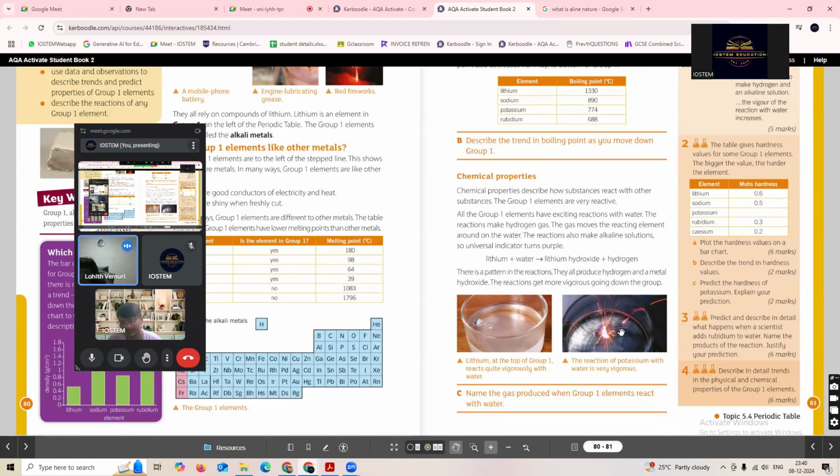Yeah. I have a question. Are the elements of group 1 the only alkalis in the periodic table? Yeah, only. Okay.